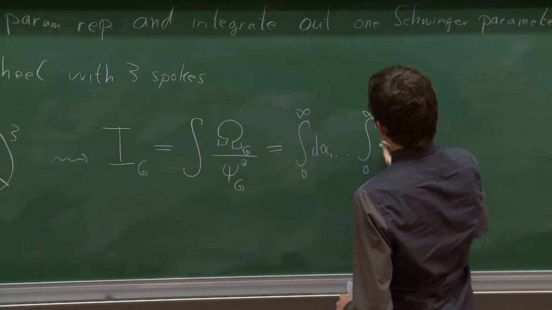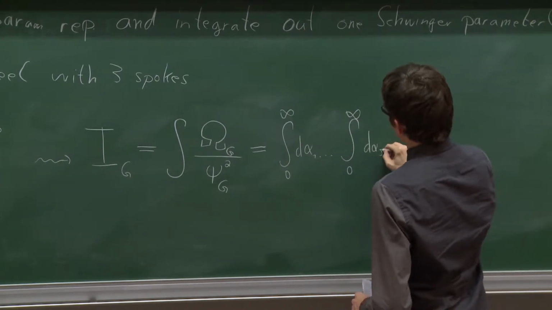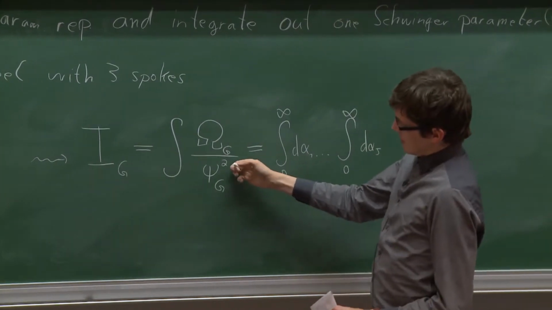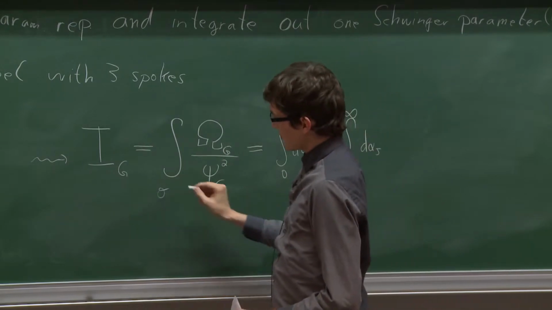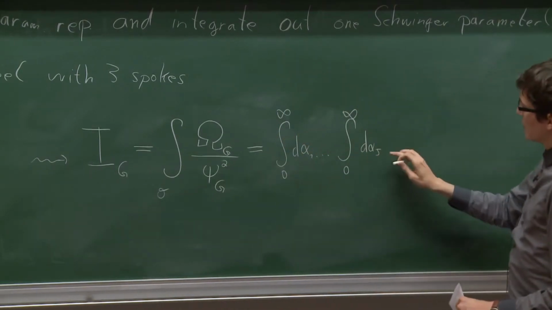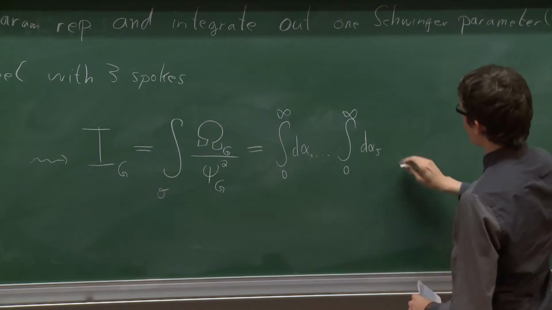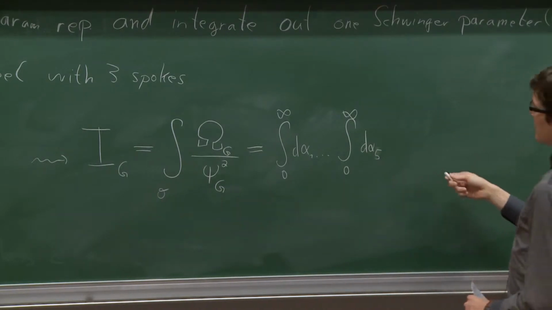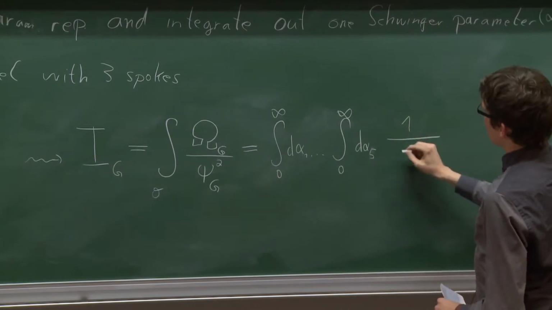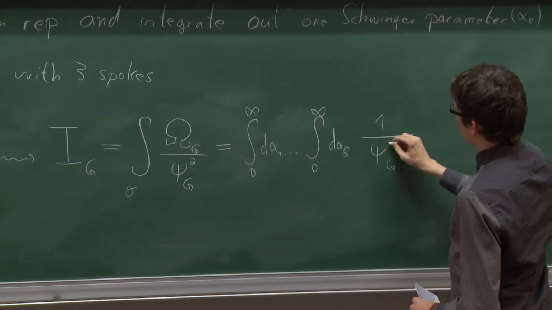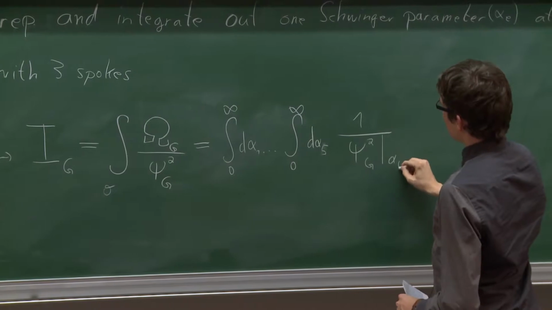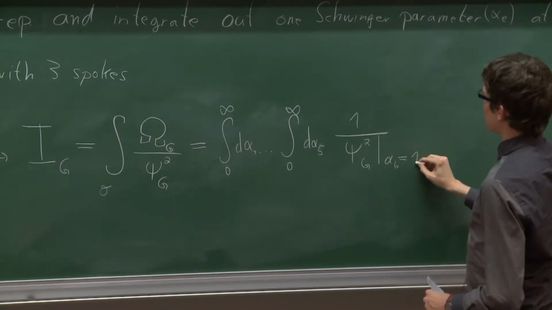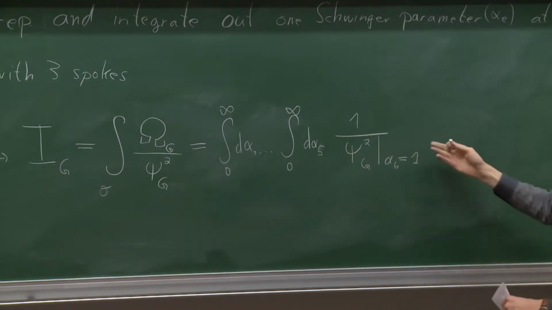Well, not actually all of them, because remember, in this form it's a projective integral. So when we make it affine, we can restrict to an arbitrary hyperplane, and I will choose the hyperplane in the form that I just set alpha_6 to 1, sorry, not 0. So I will integrate 1 over psi_G squared, with alpha_6 set to 1. This is the integral we want to compute.